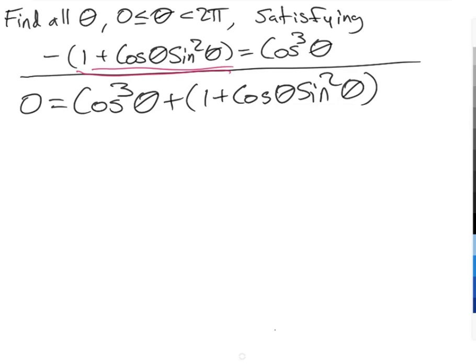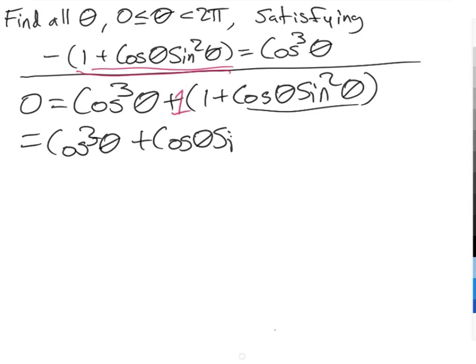Now, in this particular case, these parentheses do not mean much because there's nothing to be distributed here. There is technically a 1 right here. However, if we distribute the 1, it does not change what's inside the parentheses. So we can remove the parentheses. I'm also going to move this term here so that it is next to our cosine term. So rewriting this, we have cosine cubed of theta plus cosine of theta times sine squared of theta plus 1 is equal to 0.